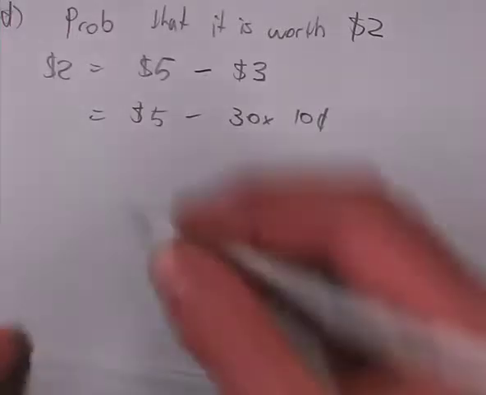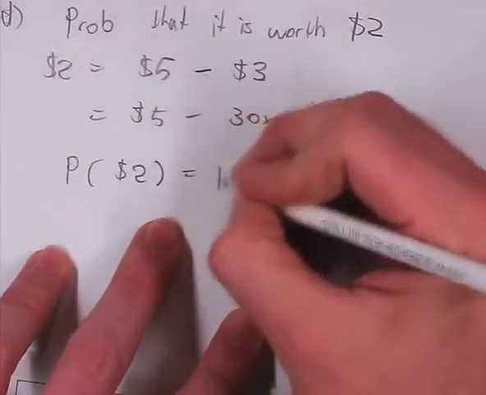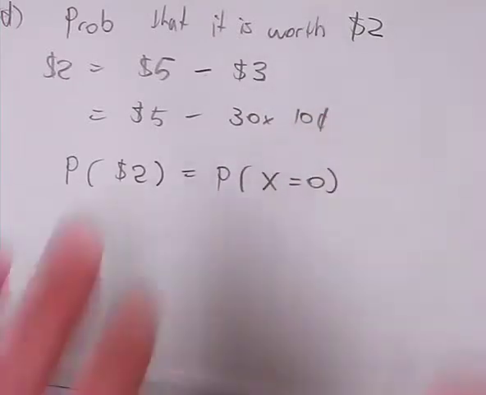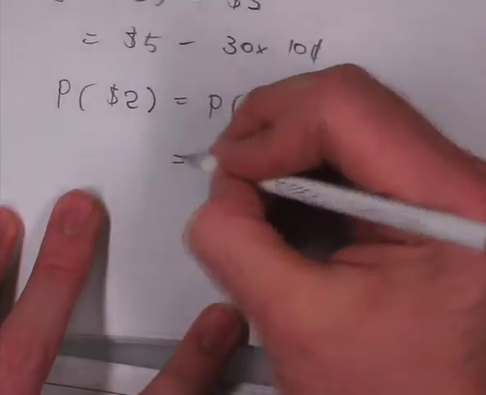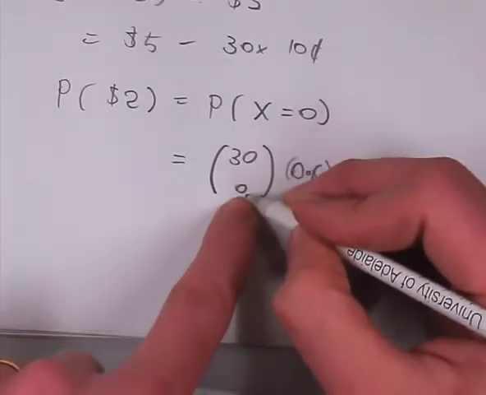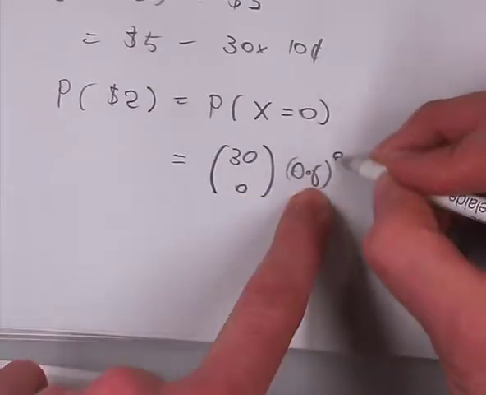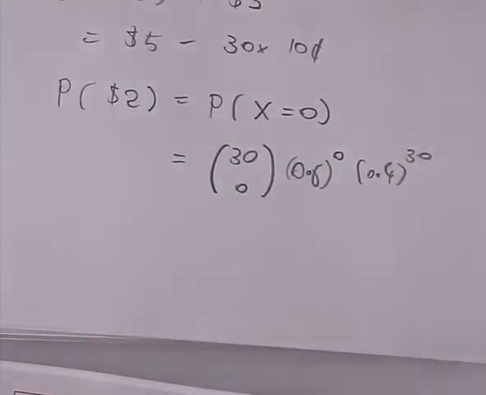So that would be the probability that x is 0, that it didn't go up at all, it went down every single time. And there's a formula for that. 30 choose none, because it didn't go up at all. 0.6 was up, and there's none of those. And 0.4 was down, and there's 30 of those. Now, that formula that I told you with the fraction doesn't work if there's a 0 on the bottom. You just need to know that anything choose 0 is always 1, because there's only one way to not choose anything.